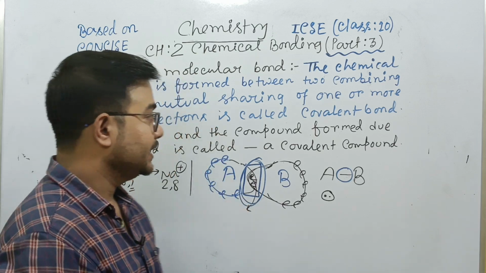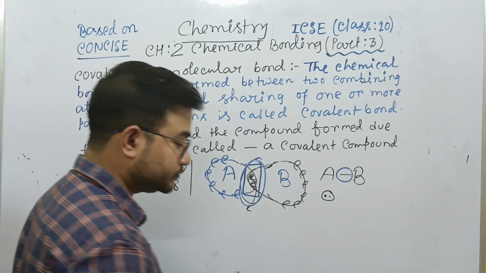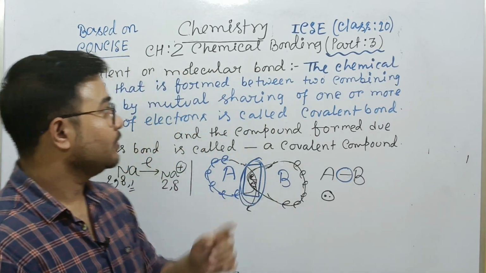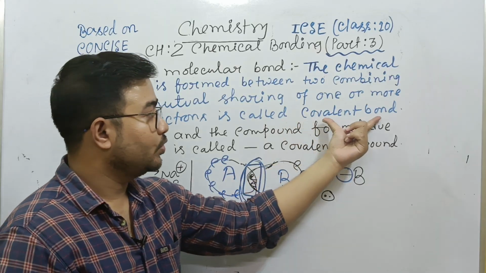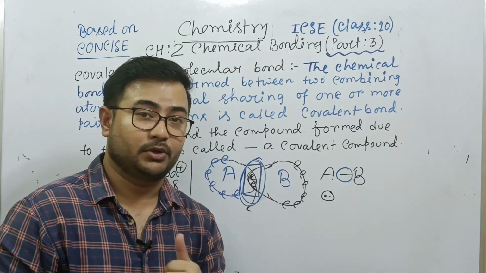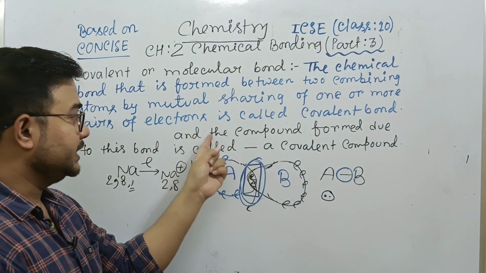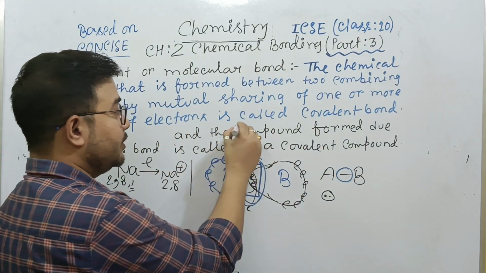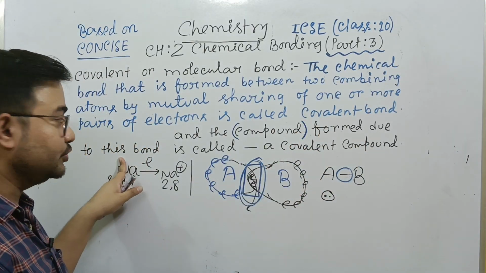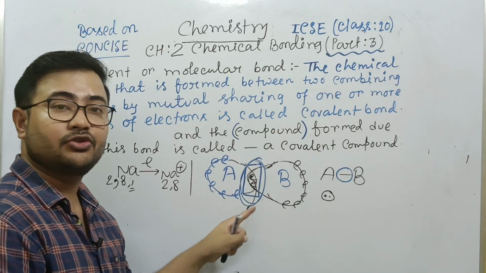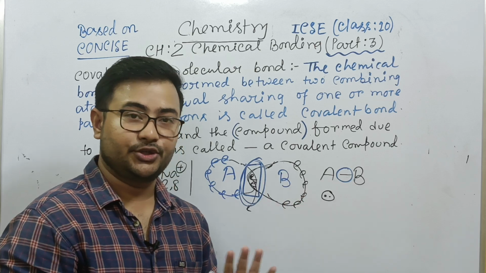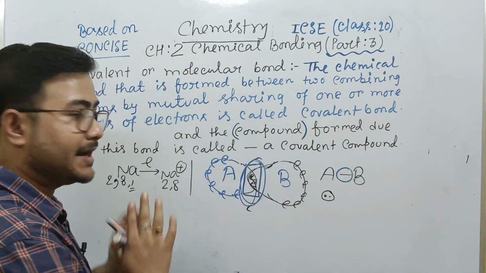Do you understand? Now if I ask you what is a covalent molecule, I already discussed what is a covalent bond and what is a covalent compound. Now my question is, what is a covalent molecule? Same, instead of compound you write molecule: the molecule formed due to sharing of electrons in a common space is known as a covalent molecule. Do you understand? So this is the primary concept.